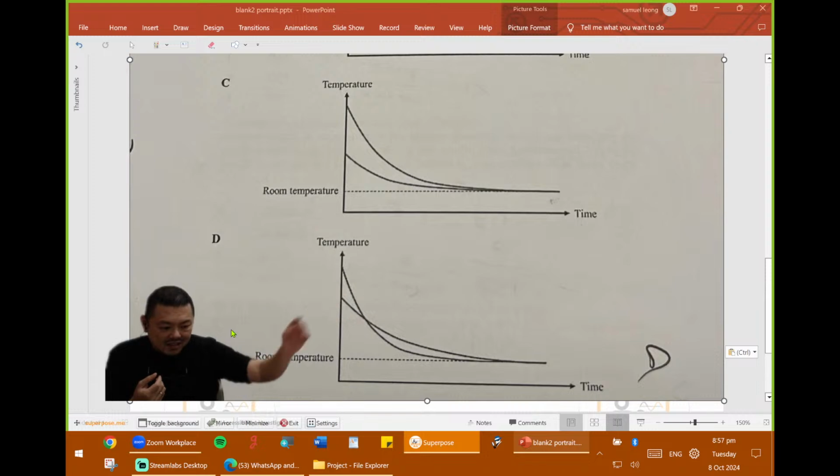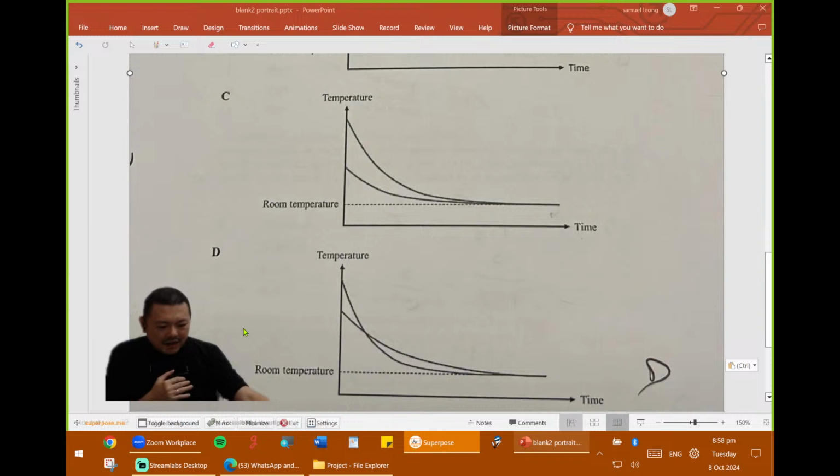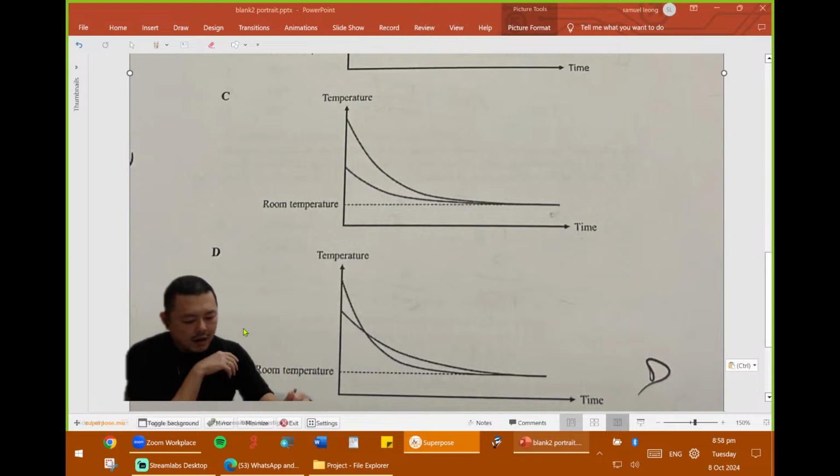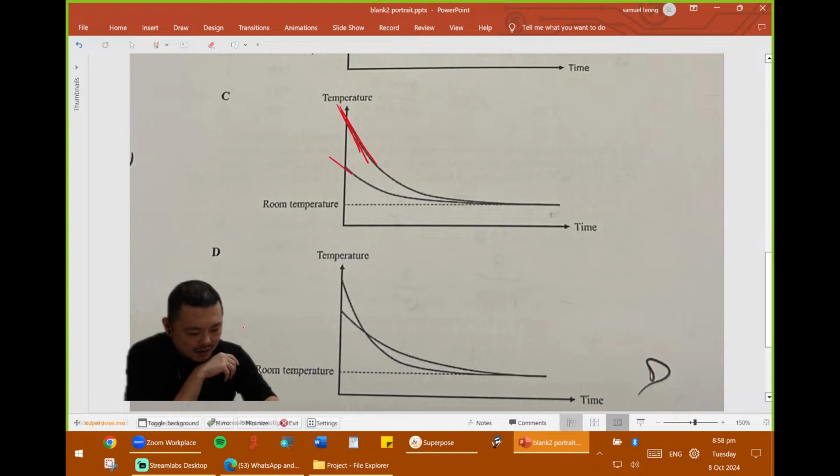I think the answer is D. But why? Yeah. No, but you see, actually it's a very unfair question because how are you supposed to know that D is the answer? I mean the gradient here is steeper, you know what I mean? And the gradient here is less steep. I mean even C is also correct. You get what I'm saying?